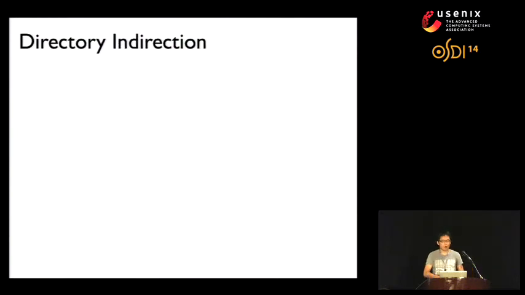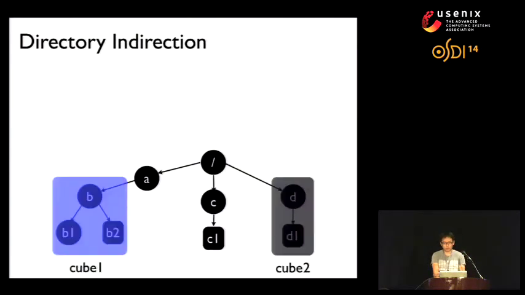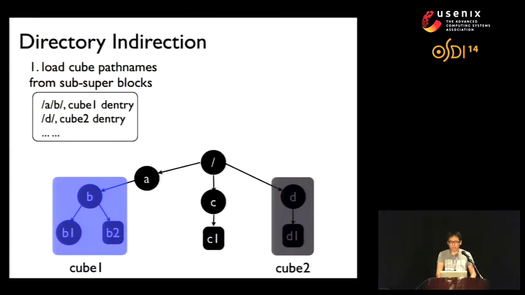Now let's look at how we do the directory indirection. For the same example, we have 2 cubes. For every cube's top directory, in this case directory B and directory D, their path names are actually stored persistently on the disk in the sub-super block. Basically, /A/B and /D are stored on disk. So the first step during the mount process, IceFS will load all the cubes' path names from the sub-super blocks on the disk into memory. In this case, we have /A/B for cube 1 and /D for cube 2.